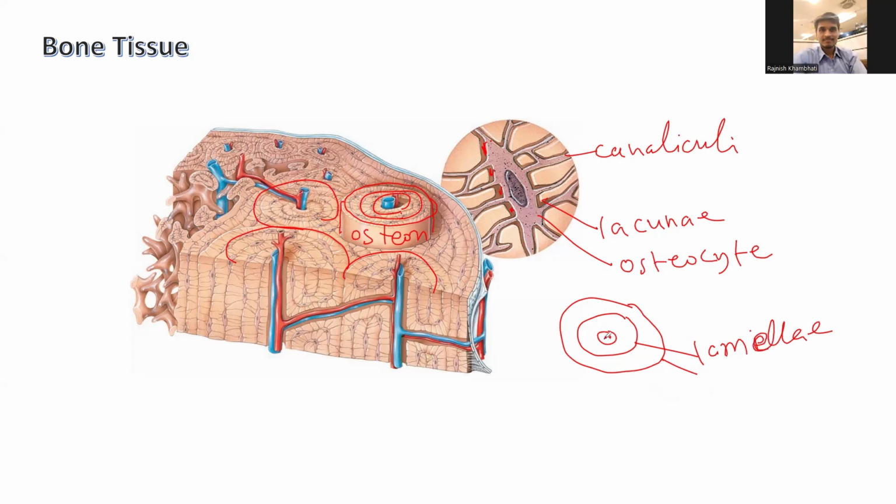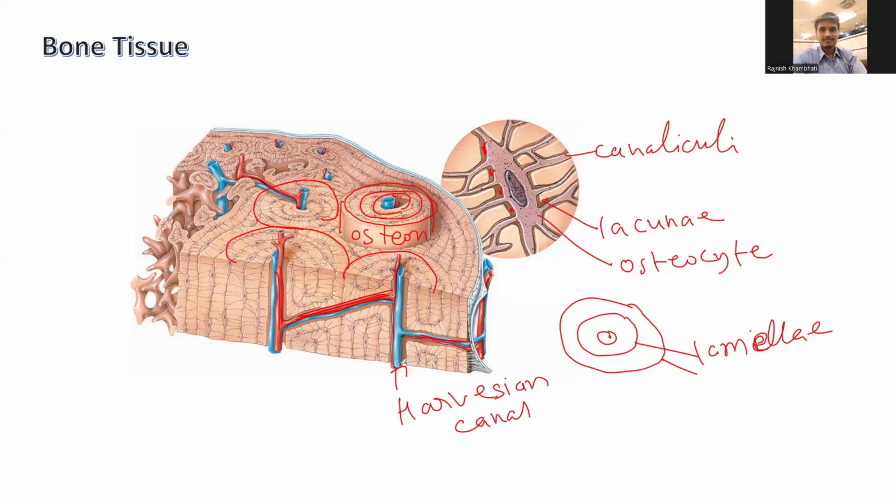And in the center of that, you can see in this diagram, this portion, which is a center. This is known as a central Haversian canal. Because this is in the center, the name is central Haversian canal. And this is also the same Haversian system, in which blood vessels are present along with nerves.